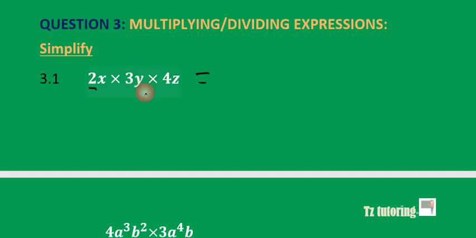So we'll say 2, starting with the coefficients. 2 times 3 is 6, and 6 times 4 is 24. And the letters, because there's multiplication and not addition and subtraction, we can just write them next to each other. So we've got x times y times z, which simplifies to xyz.